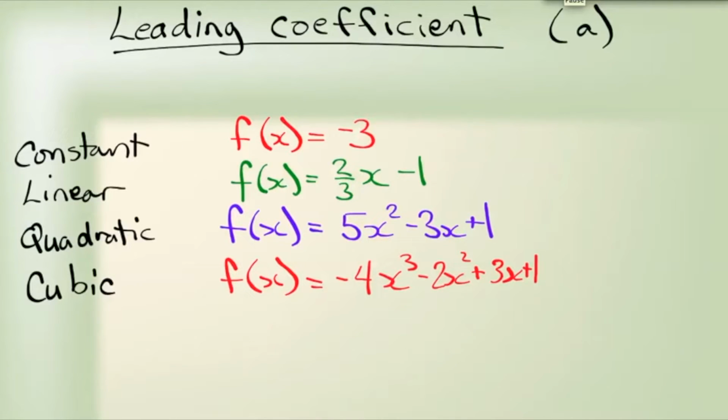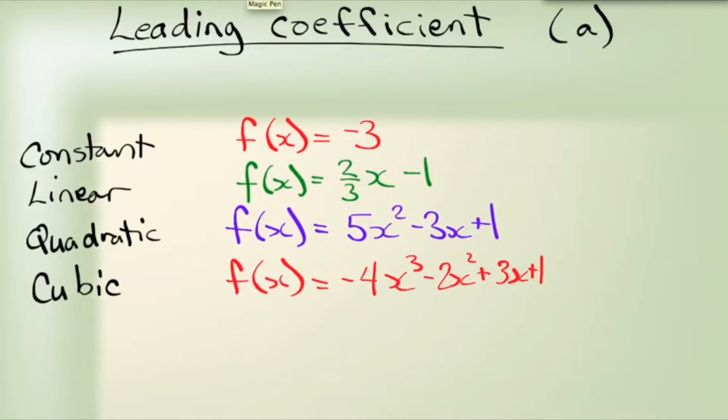The next thing we need to look at with functions is the leading coefficient. Remember, coefficients are the numbers in front of the x. So this is one of the coefficients. This 5 in front of the x is the leading coefficient. This minus 4 in front of the x is the leading coefficient. Same thing with this 2/3 and this minus 3. The numbers back here are also coefficients, but right now we're going to worry about the leading coefficient because it will tell us something.